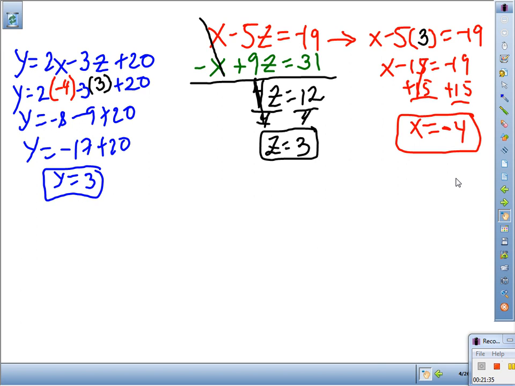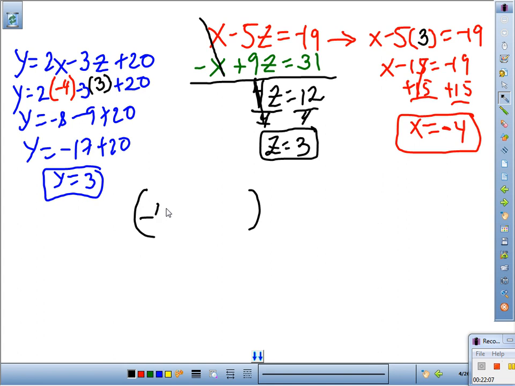Now, question before we finish, because we're still not done. Think about it. What is the solution to any system? Tell your neighbor, what is the solution to any system? The point of intersection. That means we need a coordinate. All right. So we open up big parentheses this time because now we have how many different numbers? 3. We start with x, so therefore it's negative 4. What is y? 3. And what is z? 3. x, y, z.